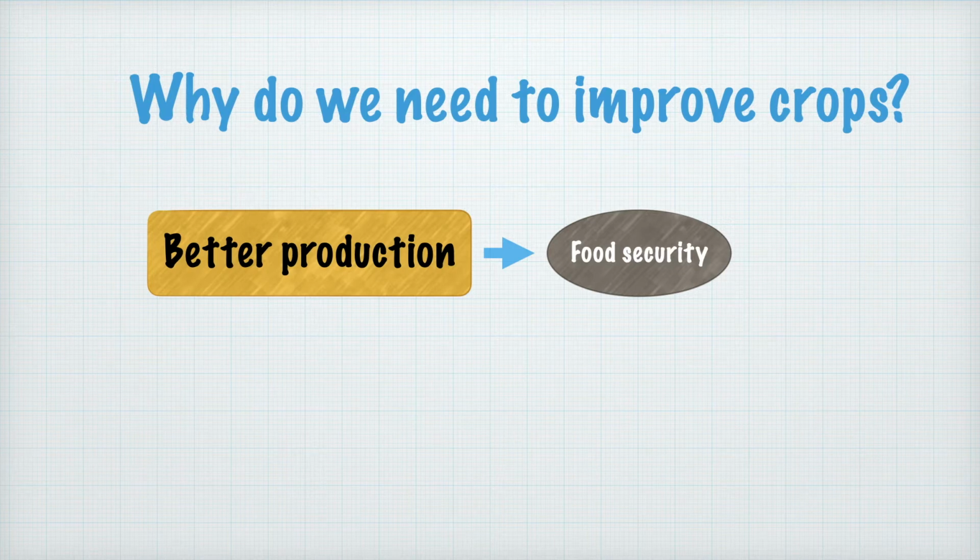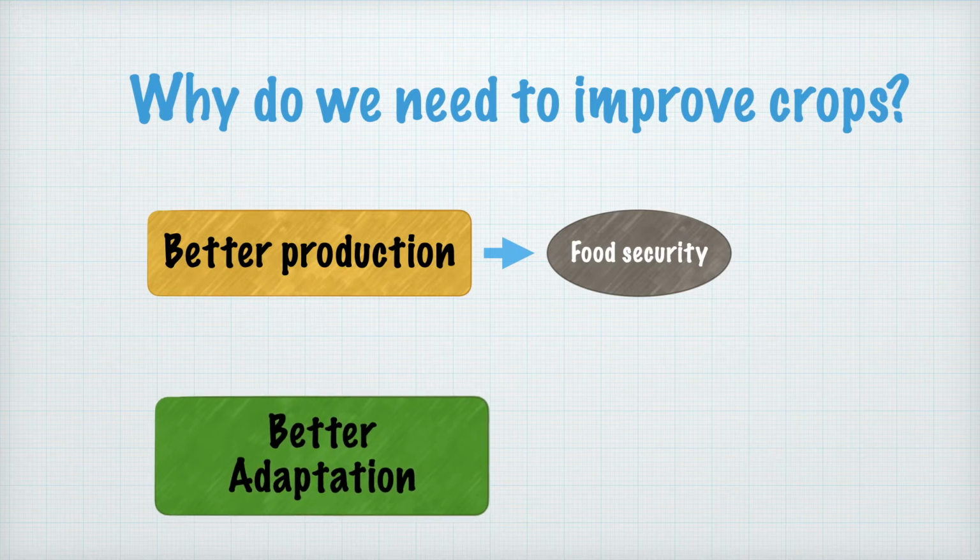And there are a lot of people who are under the poverty line, so we have to think for them as well. We have to feed these people as well. So to maintain food security, and to maintain the food production and productivity level to feed the current and future population, we have to improve our crops.